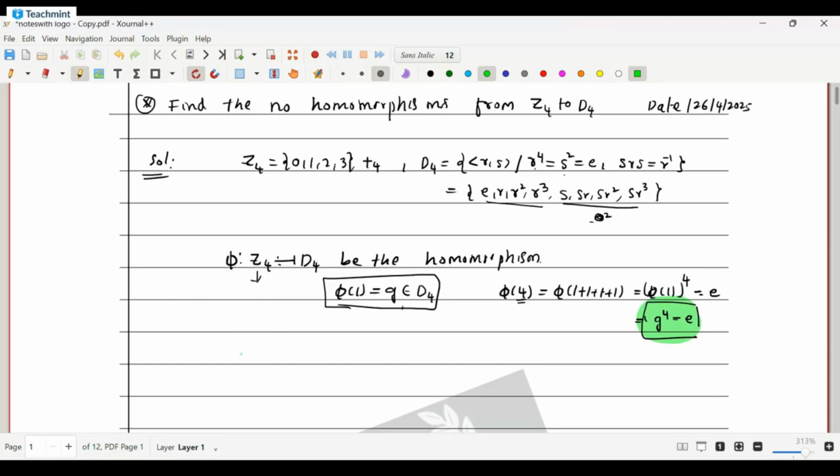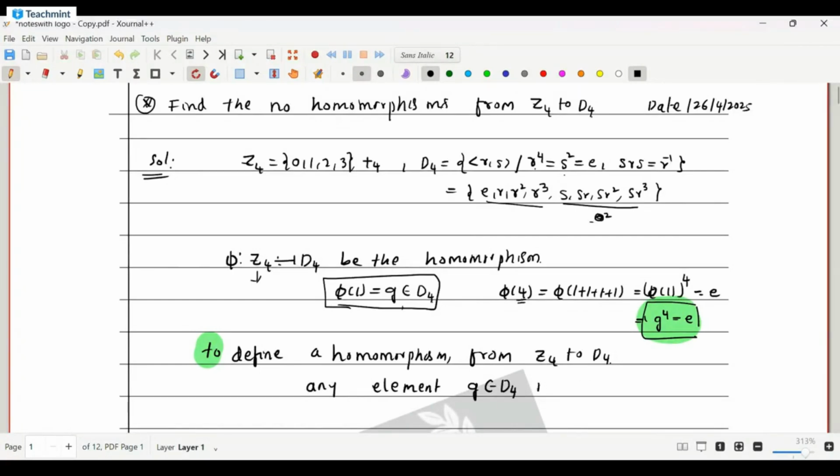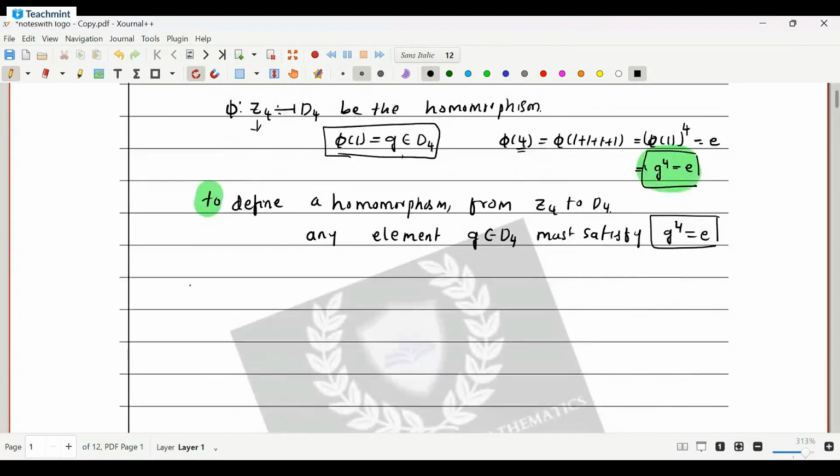So to define a homomorphism from Z4 to D4, any element, kada, any element in D4, any element G belongs to D4 must satisfy the relation G power 4 is equal to E. So suppose మనం D4 ఏమేమి ఎలిమెంట్స్ ఉంటాయి సార్? సెట్ ఆఫ్ ఆల్ రిఫ్లెక్షన్స్ అండ్ రొటేషన్స్ ఉంటాయి.